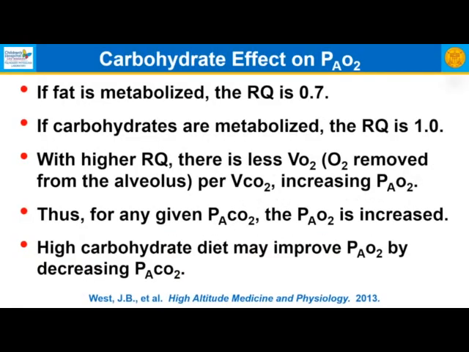So if fat is metabolized, the RQ is 0.7. If carbohydrates are metabolized, the RQ is 1. With a higher RQ, all right, now follow me with this, with a higher RQ, there is less O2 consumption per CO2 production, increasing the PO2, right? Thus, for any given PCO2, the PaO2 is increased. So a high carbohydrate diet may improve PO2 by decreasing PCO2.